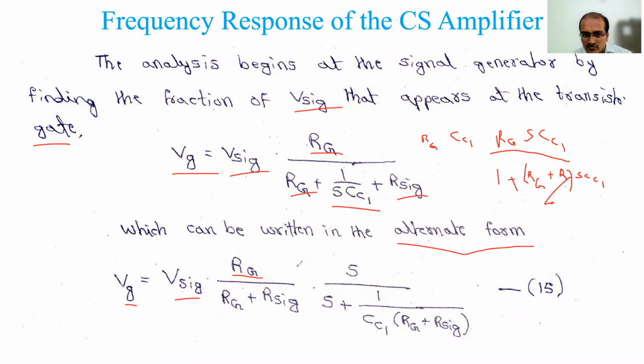Then what happens? Here you will get RG by RG plus R signal, and the numerator CC1 will cancel out. S will remain, and in the denominator RG plus R signal into CC1 was there, so here only S remains. The complete term will come in the denominator. See here, RG plus R signal into CC1. Why is it done like this? Because this is a form we have seen in high frequency response also, 1 divided by 1 plus S by this one. That was an STC of low pass type, and now this is an STC of high pass type.